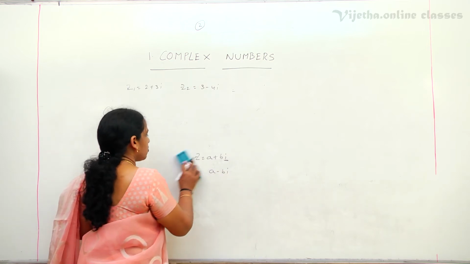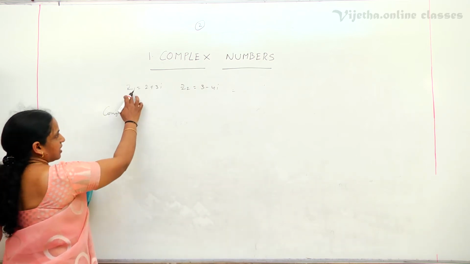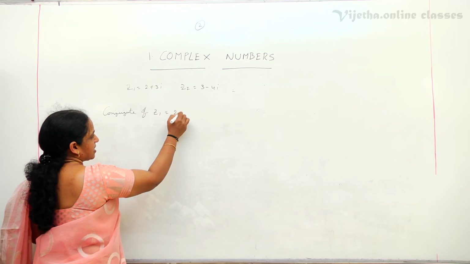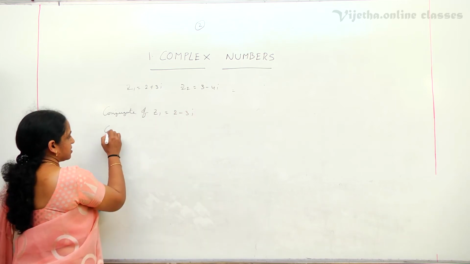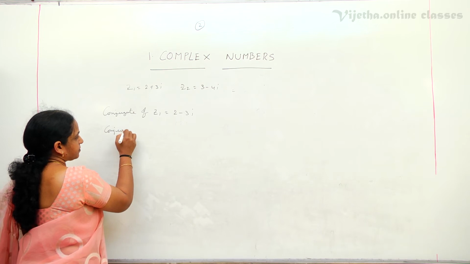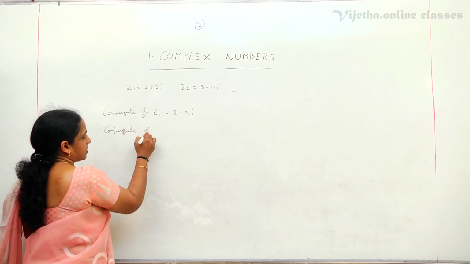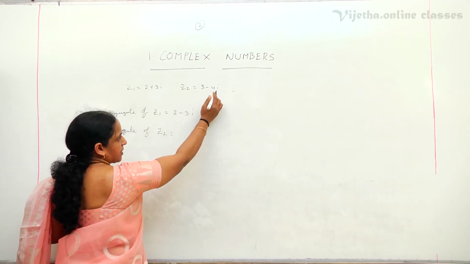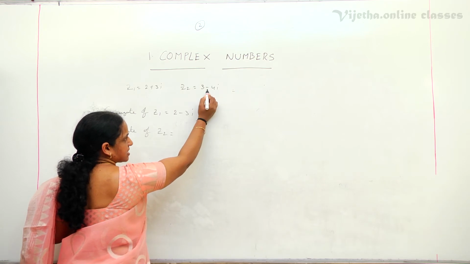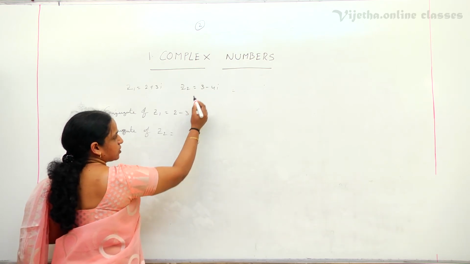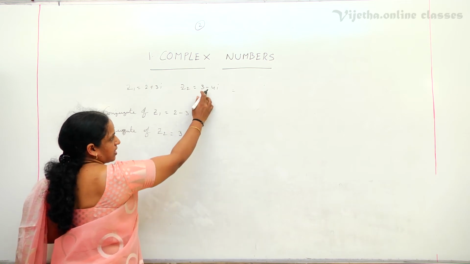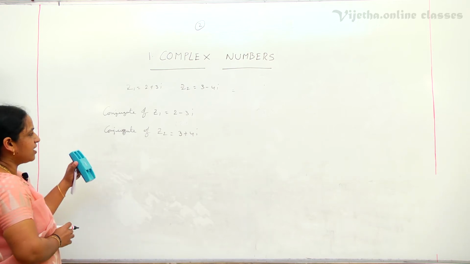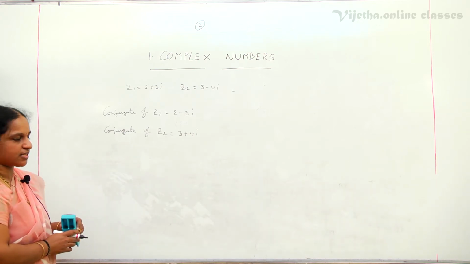Now, what is the conjugate of Z1? Here Z1 is 2 plus 3i. So the conjugate of Z1 is 2 minus 3i. Next, conjugate of Z2. Here Z2 is 3 minus 4i. Conjugate means put in place of i is minus i. So the conjugate of Z2 is 3 minus of minus, plus 4i, that is 3 plus 4i. These are the conjugates of the given complex numbers Z1 and Z2 respectively.